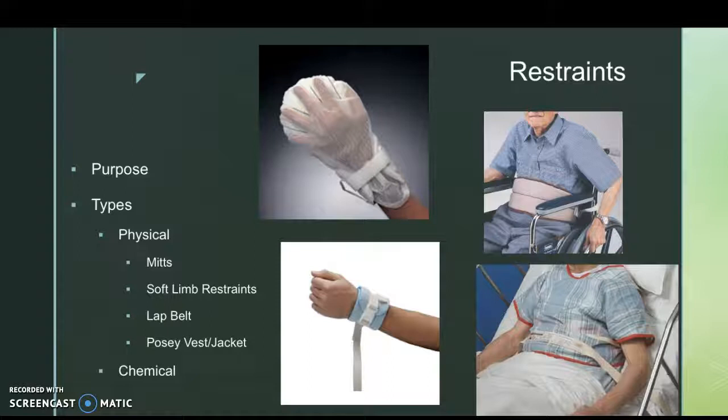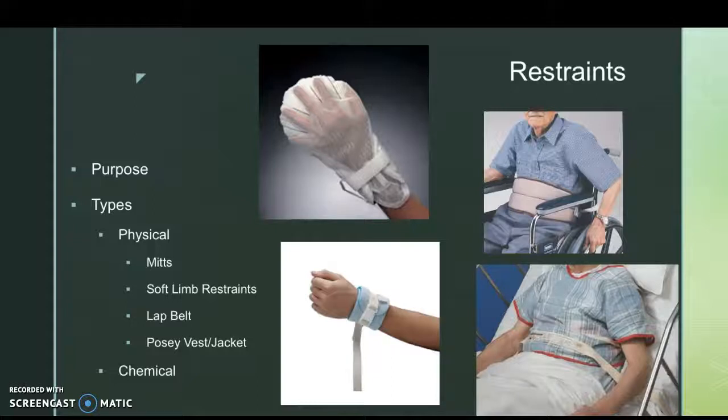There are two types of general restraints. The first is physical. Physical restraints are attached to or next to a person. They cannot be removed easily, and they restrict freedom of movement. They can be applied to the chest, the waist, the elbow, wrist, hands, or ankle. Typically, this type of restraint confines the patient to a chair or bed. Examples of this are included in the pictures, and I'll go over those in just a second.